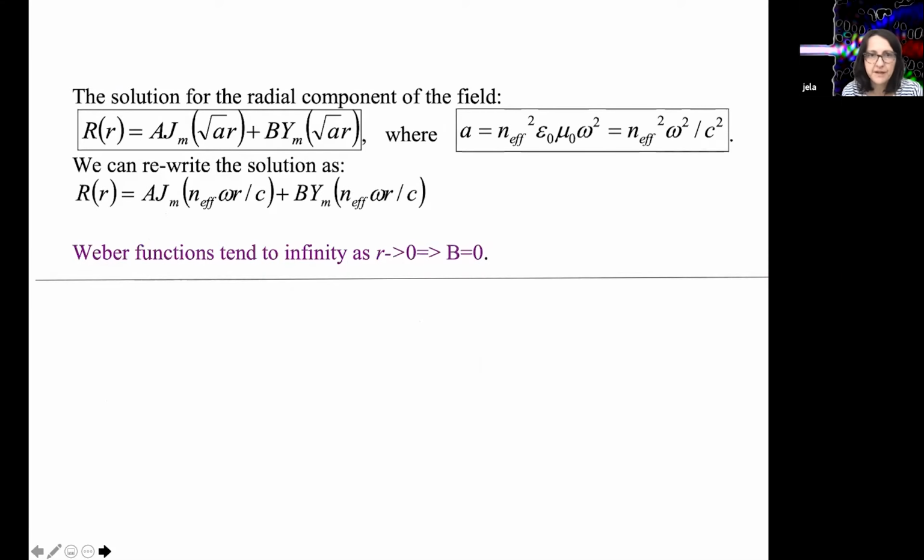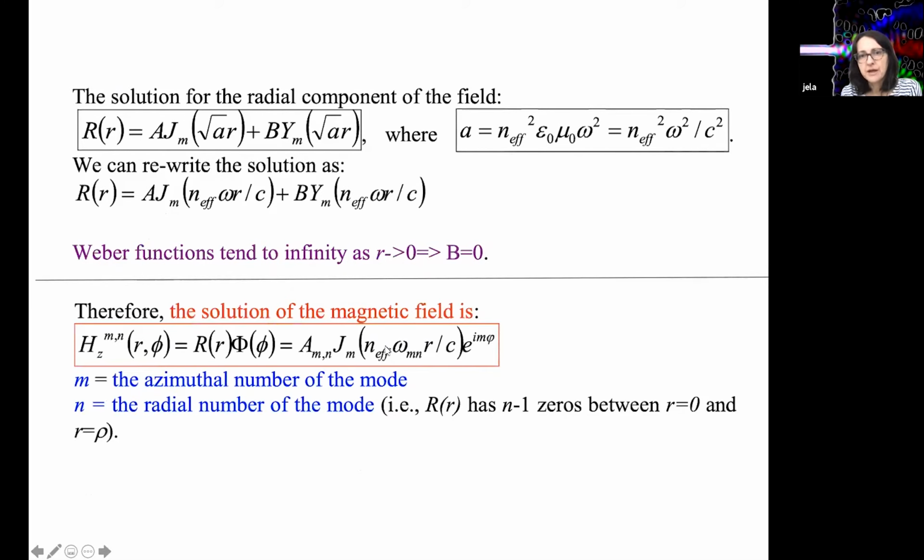So when you go back here and write the whole thing, the order of the Bessel function depends on the azimuthal number, the same number that goes into the angular dependency e to the i m phi, but the argument of the Bessel function depends on the effective index and frequency and radial position and speed of light. And I also introduced another argument here, n, that's referred to as the radial number of the mode. And I used it to label frequency.